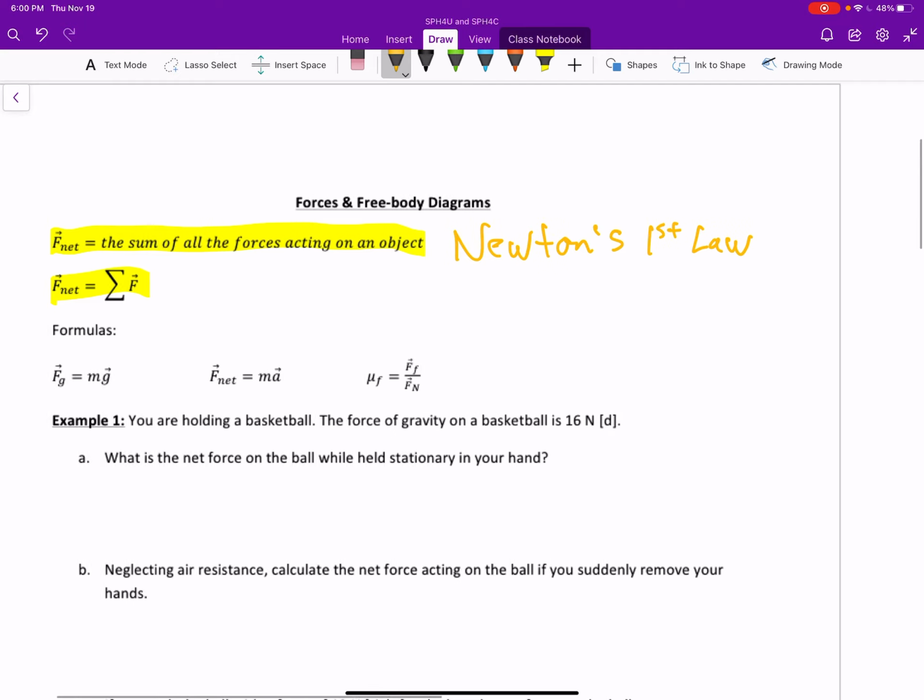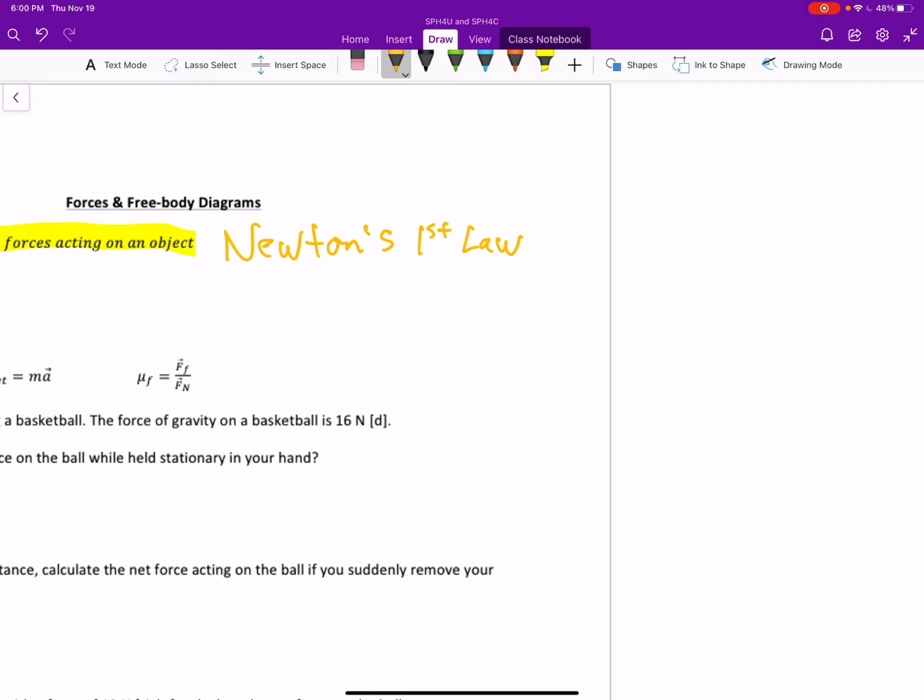So if we picture ourselves in our space lab, that means that if we're in a region where there's no gravity or anything, and there's a ball traveling in a particular direction, if there's no forces acting on it, that ball is going to continue moving in that direction forever, right? Until it encounters another force. So that's Newton's first law. This is the law of inertia.